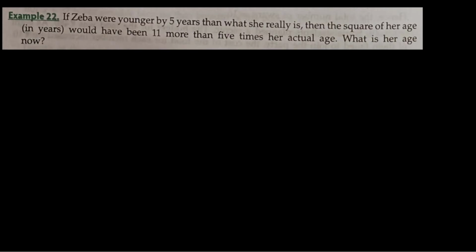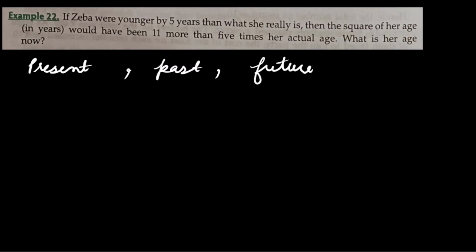Whenever we are doing an age related question, what do we have to do? Three types of ages will come: present age, past age, and future age. Normally we'll assume the present age as x. For past age it will be x minus that particular number of years. If I have to see the age 5 years ago, it is x minus 5. For future age, say 5 years from now, it will become x plus 5.